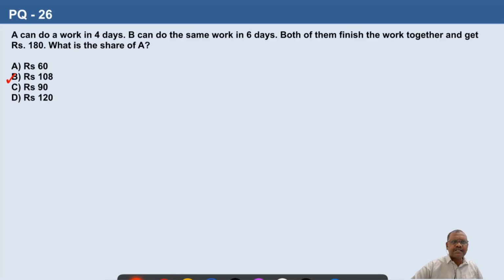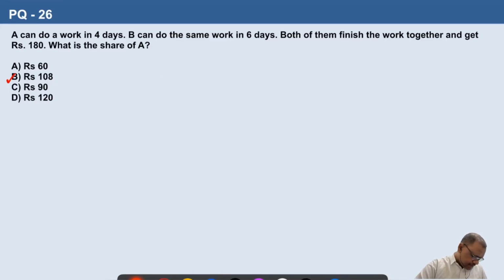Question number 26. A can do a work in 4 days. B can do the same work in 6 days. Both of them finish the work together and get rupees 180. What is the share of A? So we have 2 persons.